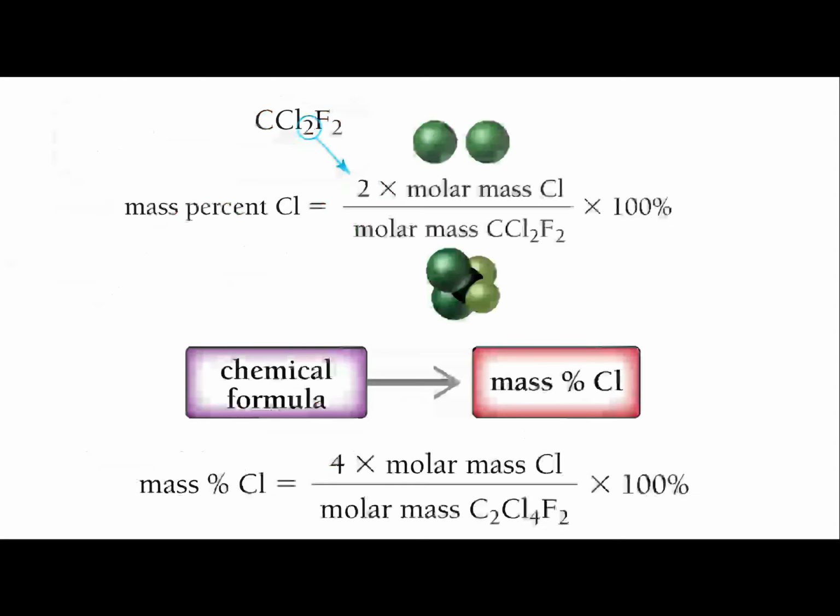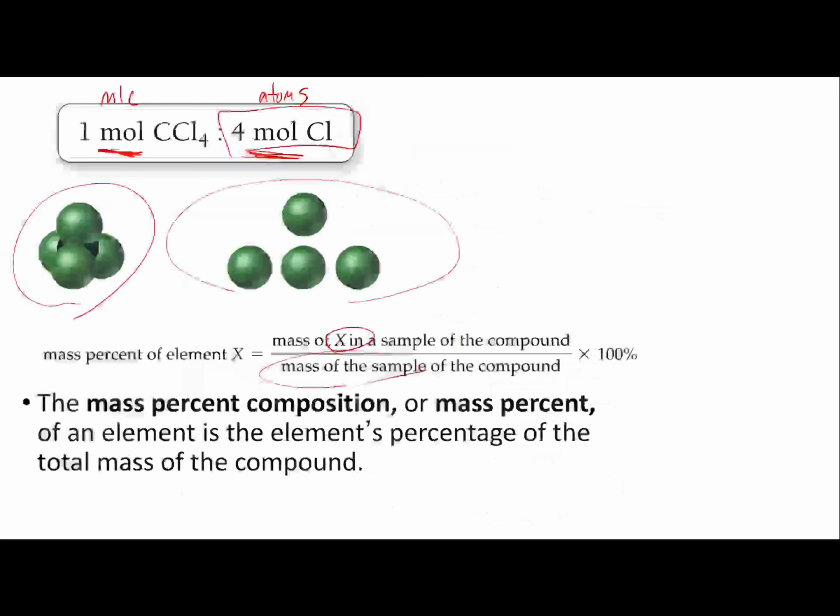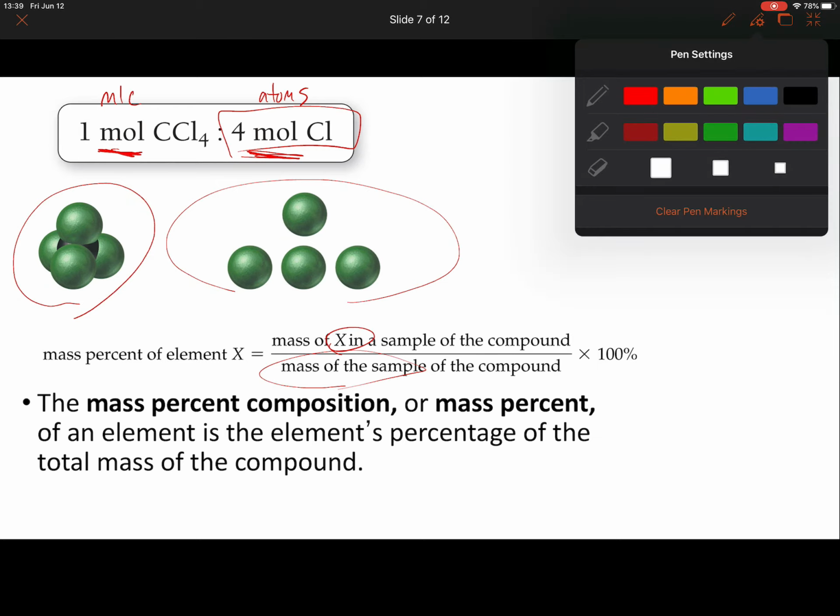Let's see, do I have an example? I think I have an example. So let's say that I have, well, actually, let me tell you how we find mass percent. So how do we find mass percent? How do we calculate this stuff?